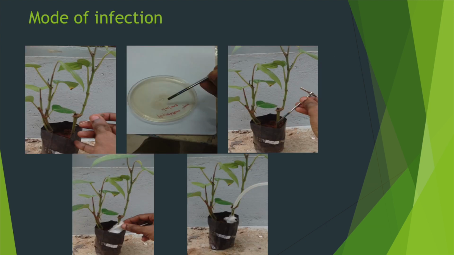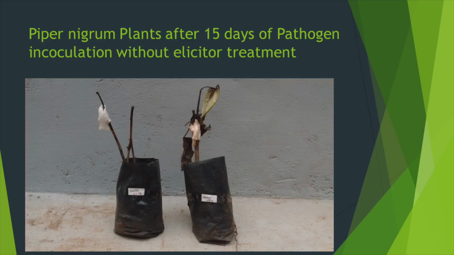Here you can see after 15 days of pathogen inoculation, the plants have wilted and died. So this is a classical susceptibility response. These plants were not treated with the elicitor. Here you can see another treatment group. After 15 days of pathogen treatment, these elicitor treated plants are surviving, and they are comparatively healthy, similar to the healthy, normal plants that were uninfected.